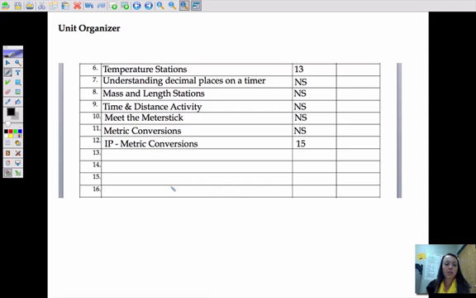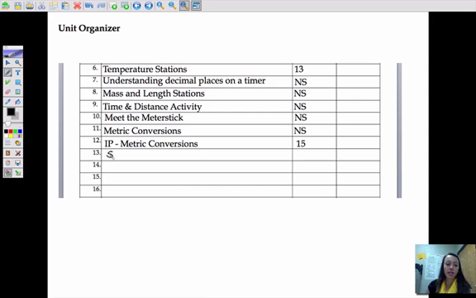Today's video is going to focus on scientific notation, which helps us simplify numbers with lots and lots of zeros, and then we're also going to learn how to expand those numbers from scientific notation to those numbers with lots of zeros.